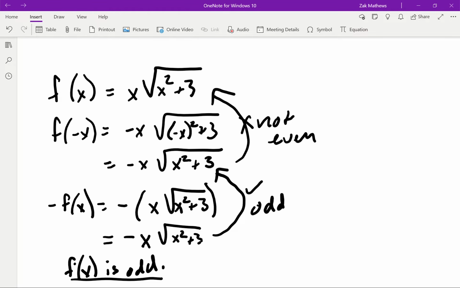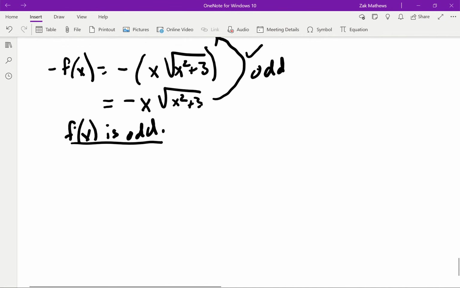So again, we can't just always rely on those exponents. That only works in the case of polynomials when nothing else is going on. We need to be aware of how the tests work. Let's do one last case. I'll call this last one g of x.